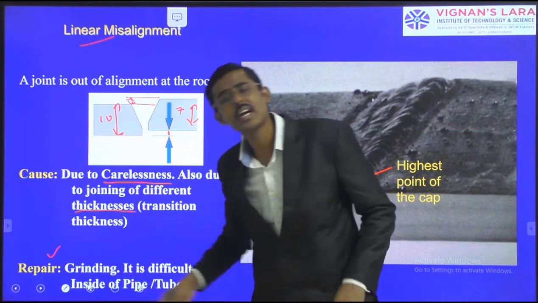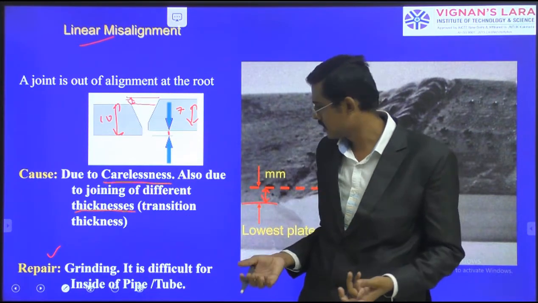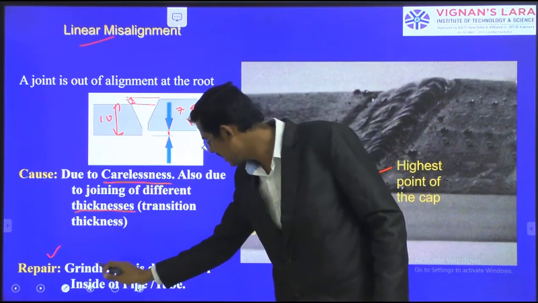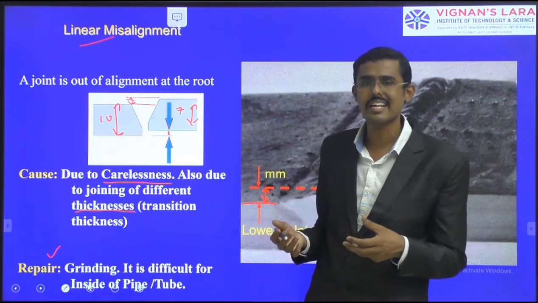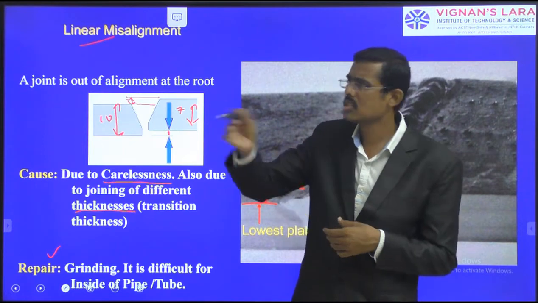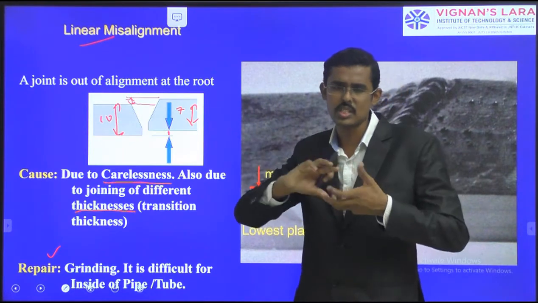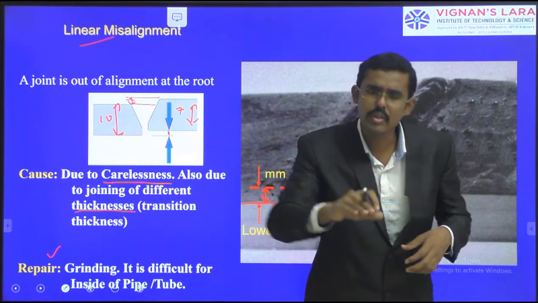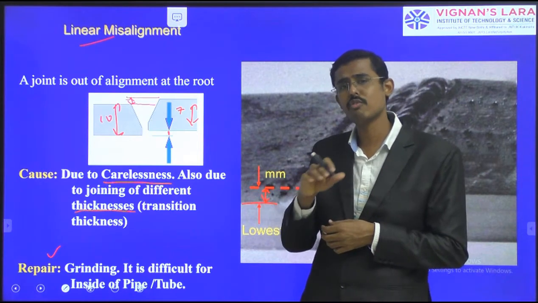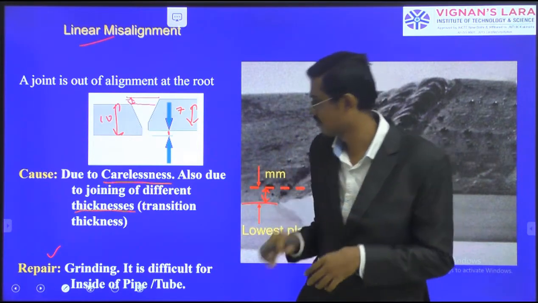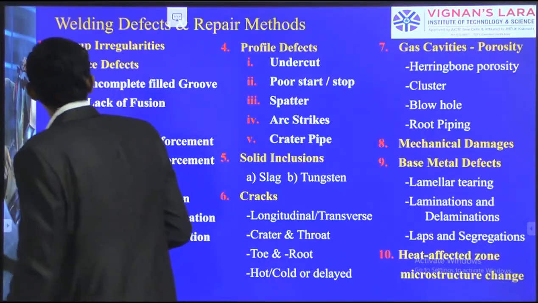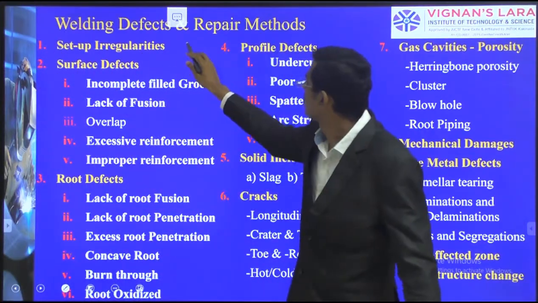And then how can we do this repairing or precautions? It should be grinding. It is difficult for inside piping and tubes. That is the idea. Inside we can't do it. Outside we can do grinding. In case it is pipe joints, we can't go inside and do welding. Therefore, grinding is also not possible. So the outer side we should take care of properly. So that is one.